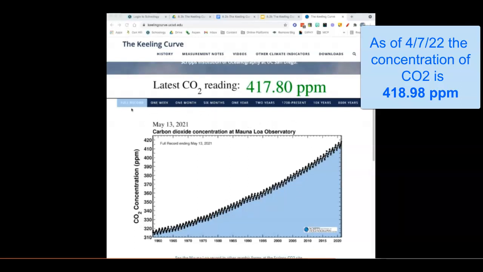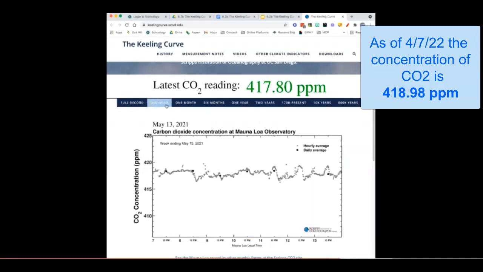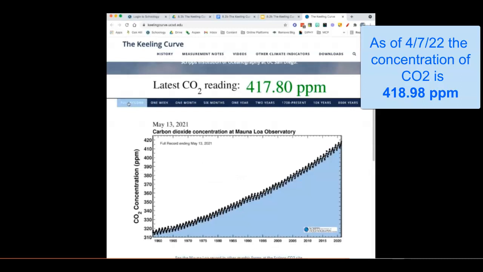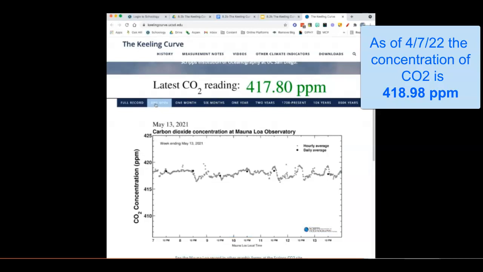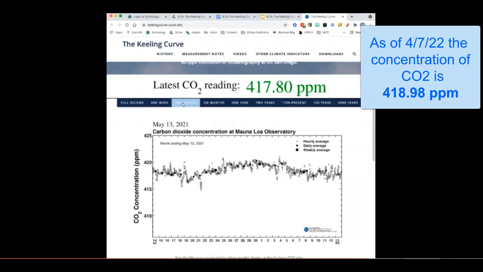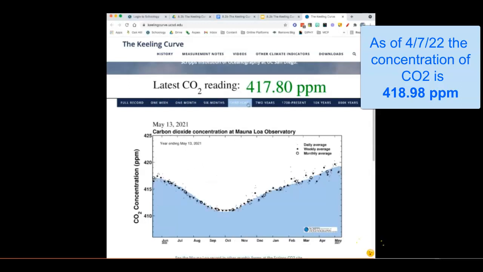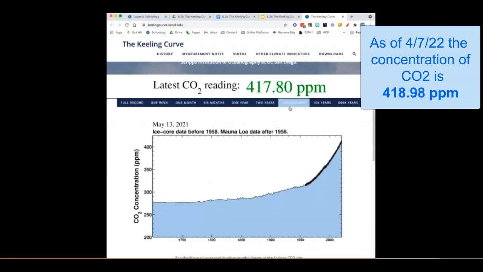So you can actually very easily look at the trends in this data over different time spans. So this is the full record starting in 1958 to the current day. You can break it down into a week, a month, 6 months, a year, 2 years. We can look back in time.